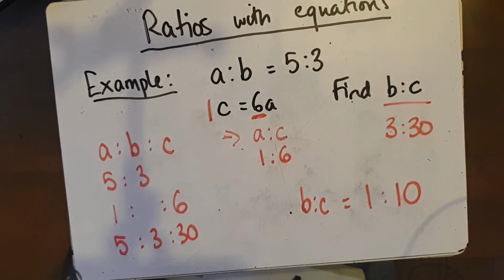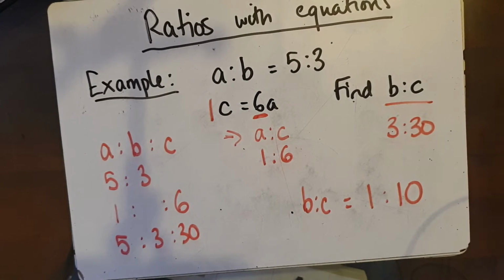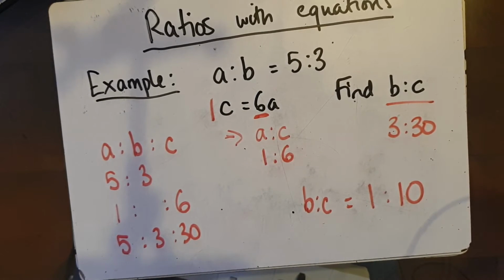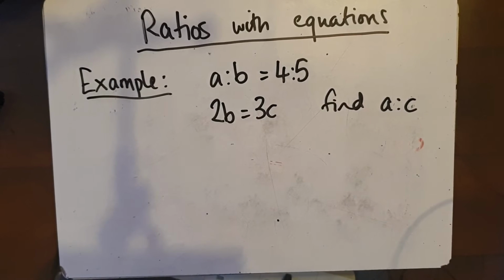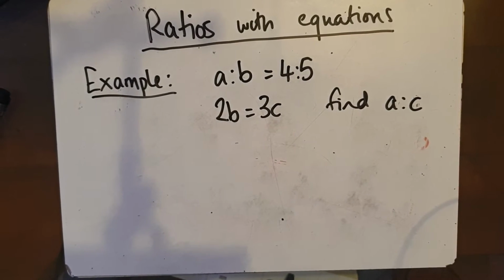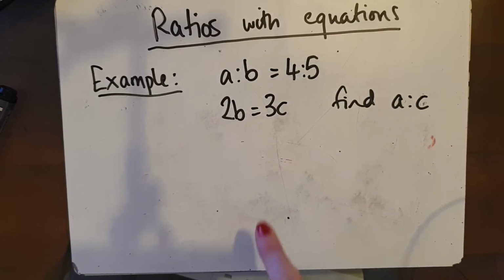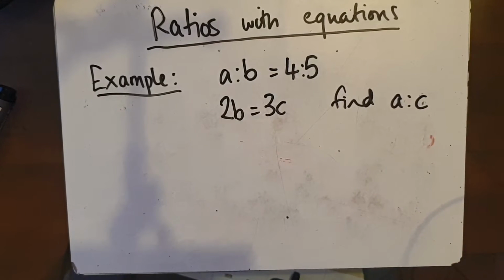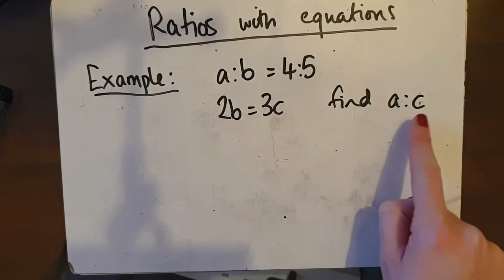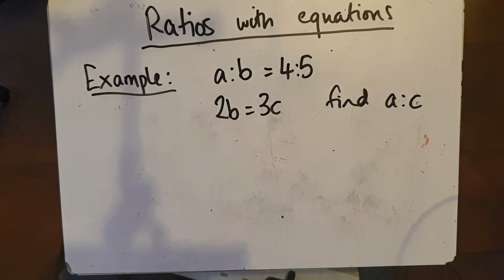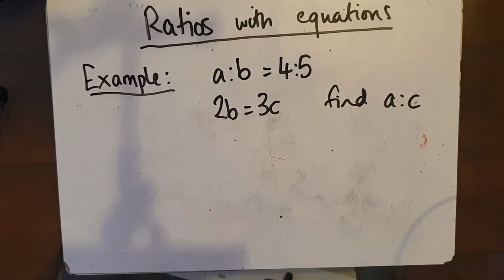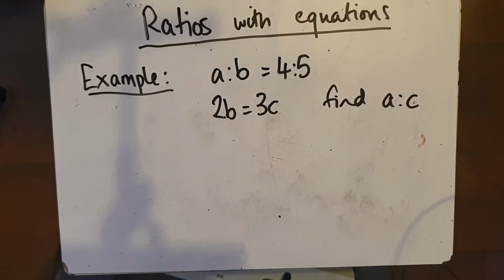Right, I am going to write a similar example down, but this time I want you to have a go at it. So this is your question to have a go at. A to B is 4 to 5. 2B equals 3C. So you need to find the ratio A to C. So pause the video, have a go at that, and I'm going to work through it. Pause the video now, please. Thank you.